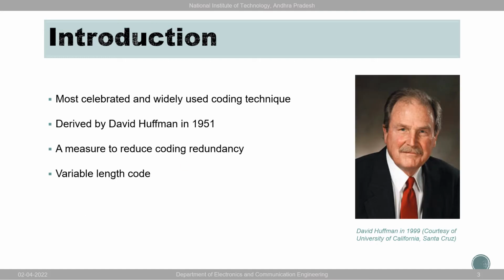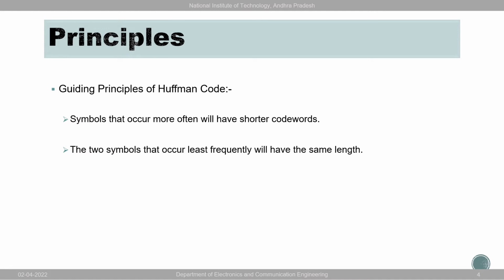Coming to the introduction, the most celebrated and widely used prefix code is due to David Huffman. It was named after him and was derived in 1951. It helps in reducing coding redundancy and it generates variable length codes. So the guiding principle of the code is that symbols that occur more often will have shorter code words, which is based on the Morse principle. The second guiding rule is that the two symbols that occur least frequently will have the same length.